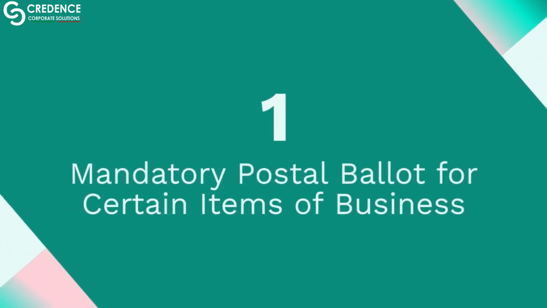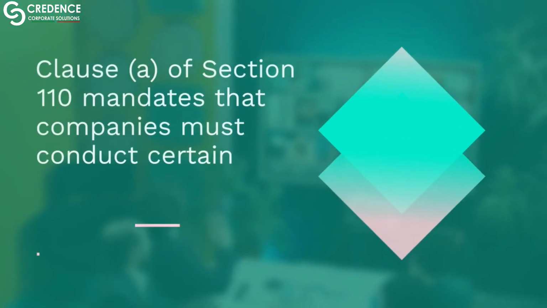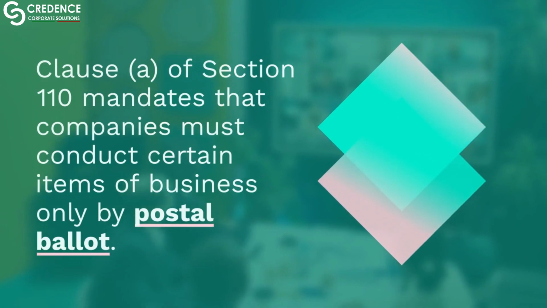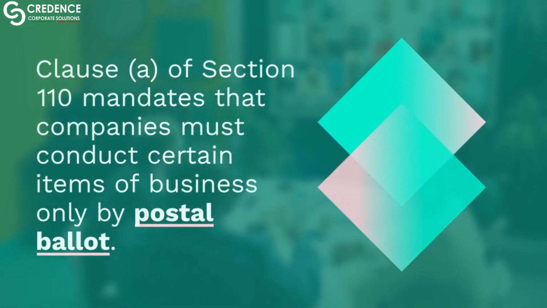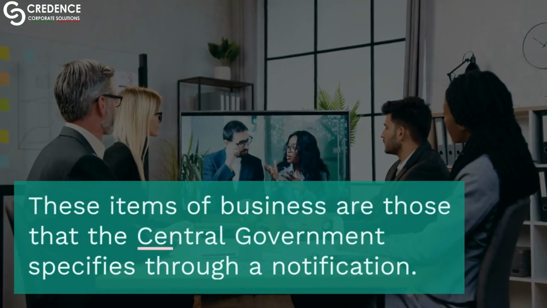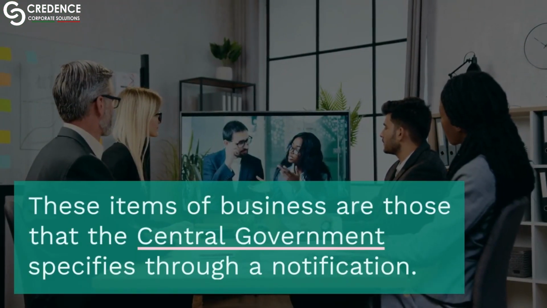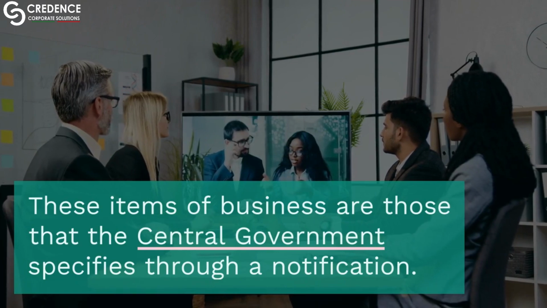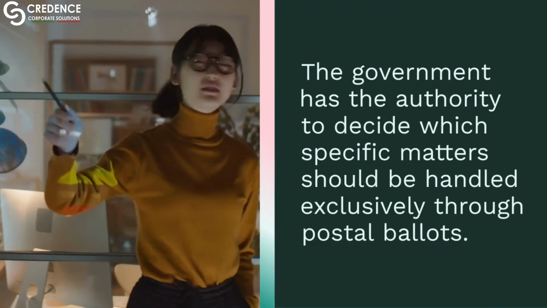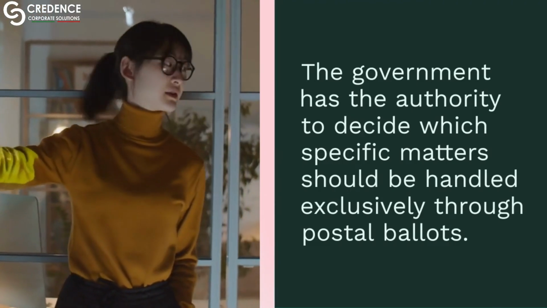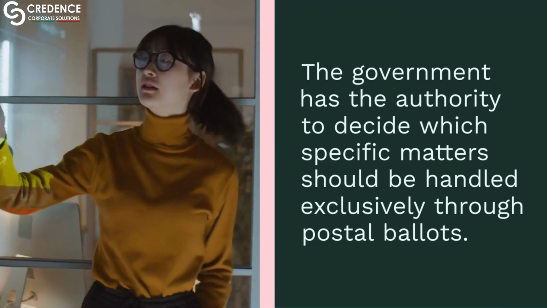1. Mandatory postal ballot for certain items of business. Clause A of Section 110 mandates that companies must conduct certain items of business only by postal ballot. These items of business are those that the central government specifies through a notification. The government has the authority to decide which specific matters should be handled exclusively through postal ballots.